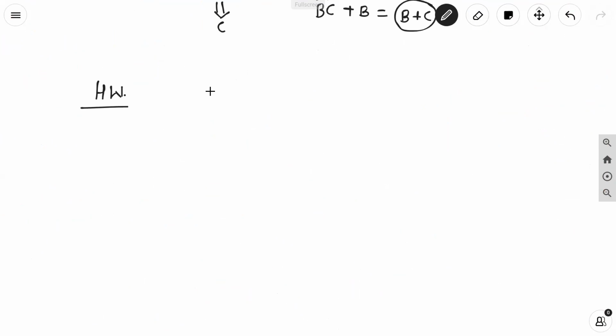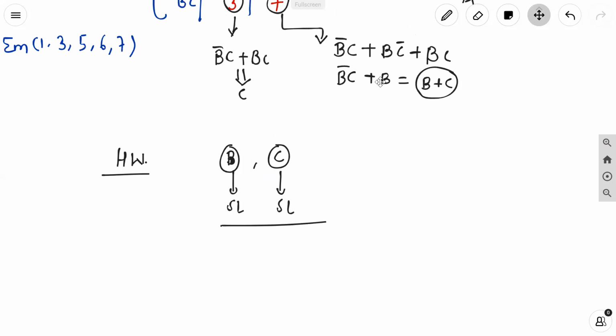For the 2:1 MUX, first take B as the select line and second take C as the select line. Practice the same question considering the remaining two variables as the inputs of the 2:1 MUX. So this is your homework. And these are the basic steps of designing a multiplexer.